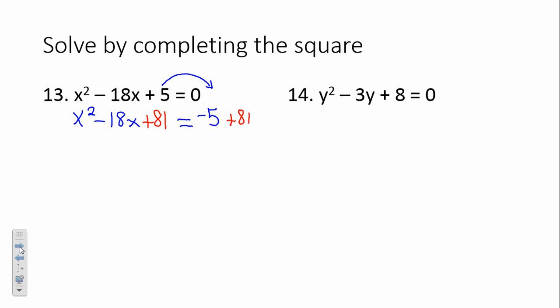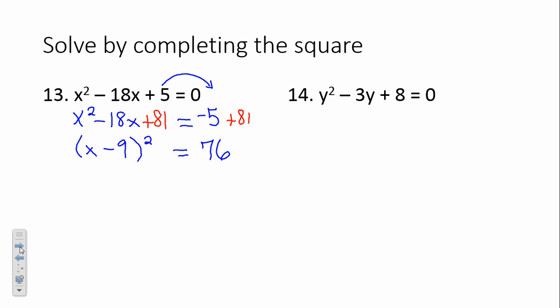Now your left side is a perfect square trinomial. Add an x. What's it going to be? Negative 9. X minus 9. Anyone made the connection that whatever this is? So it saves you some time if you write your half middle term. What's the right side going to be? 76. Okay, positive 76.